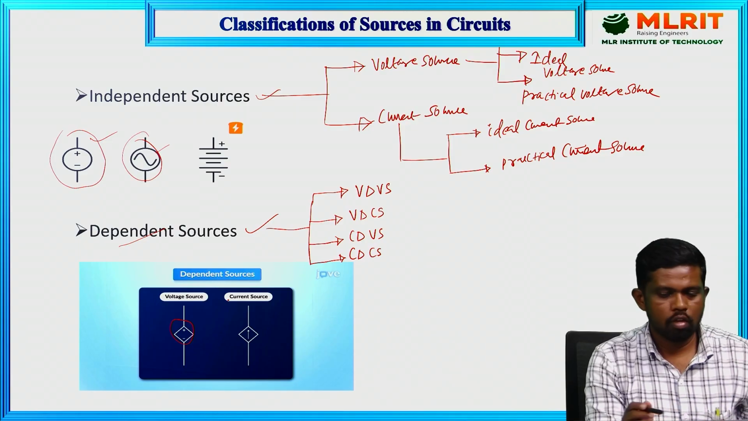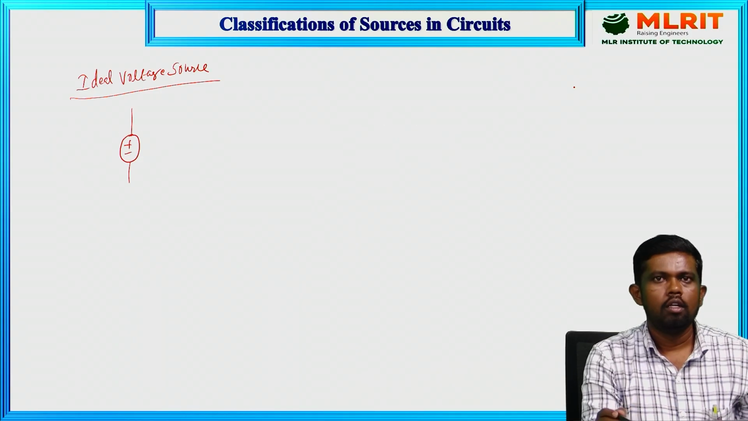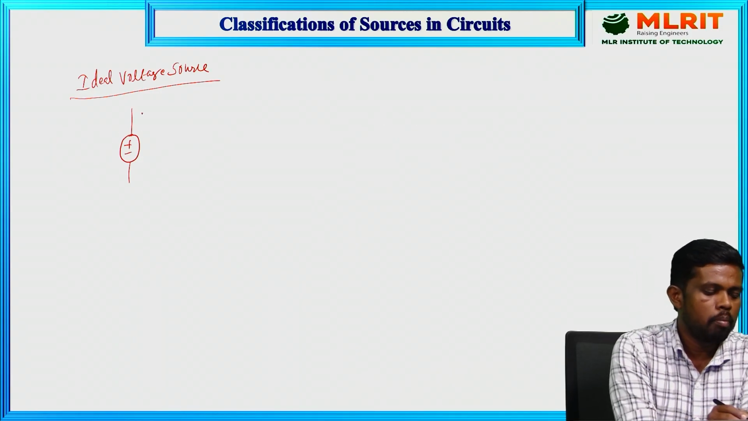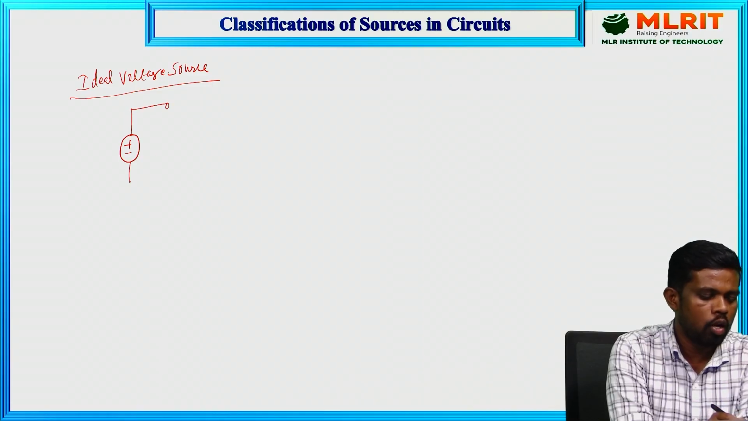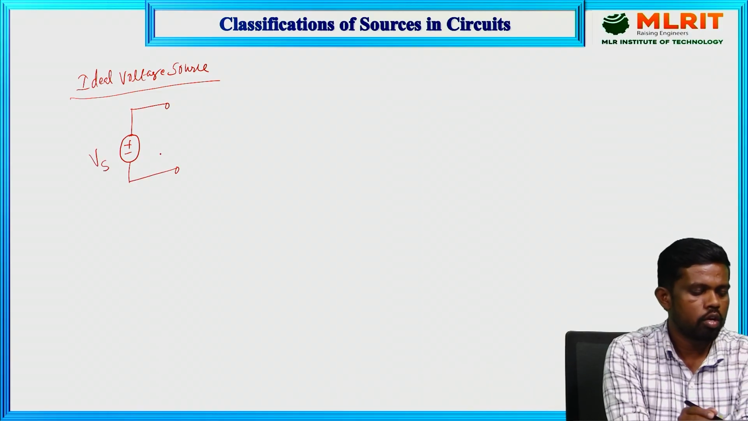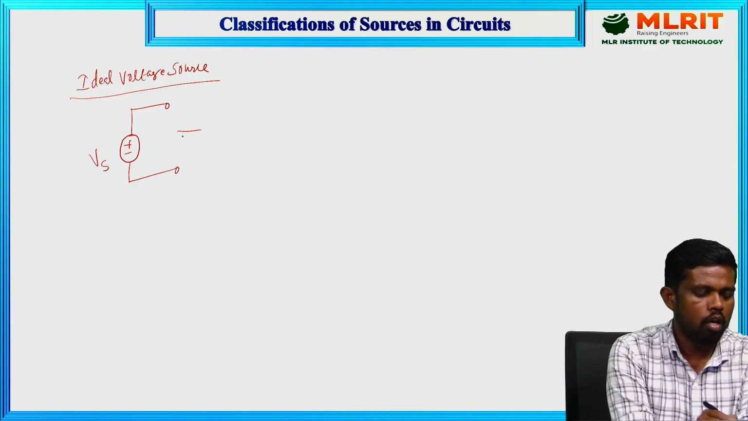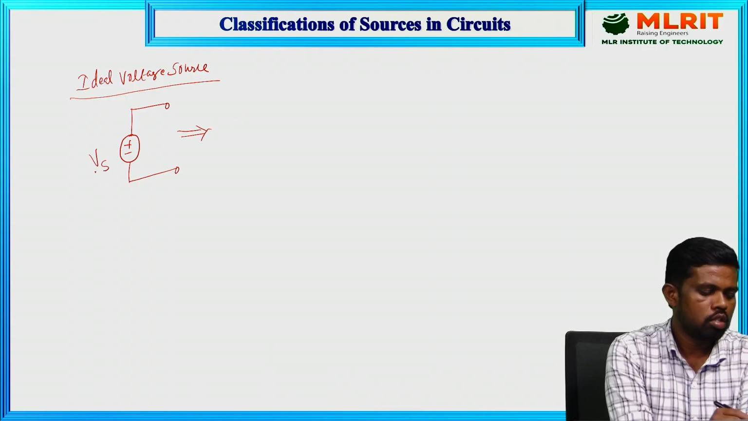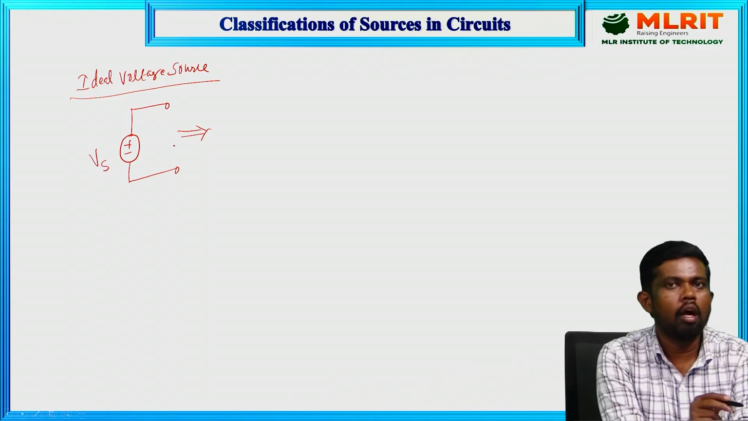Now coming to the first one, the ideal voltage source. The ideal voltage source is an independent voltage source which delivers a fixed or constant value of voltage to the load terminals, irrespective of the load voltage and the load current variations. This is the symbolic representation of the ideal voltage source.